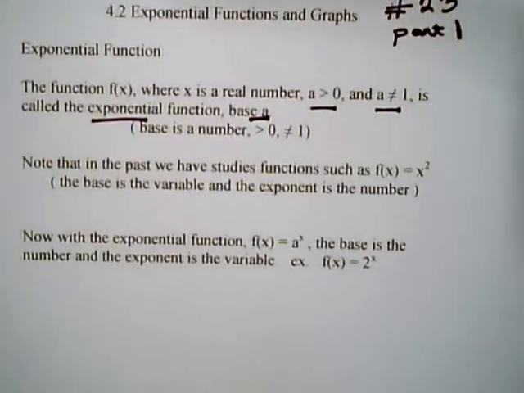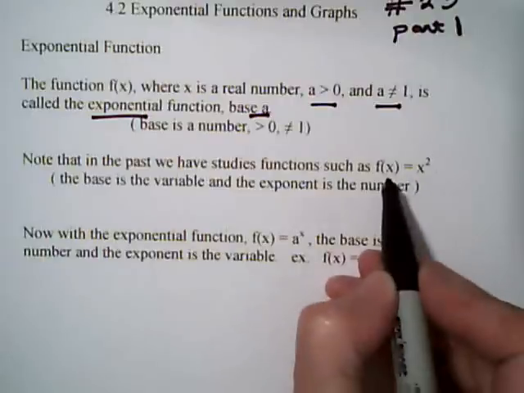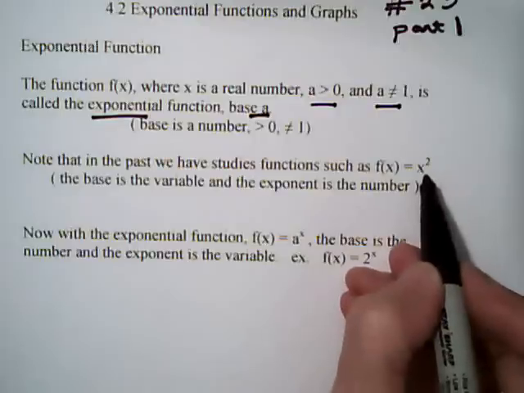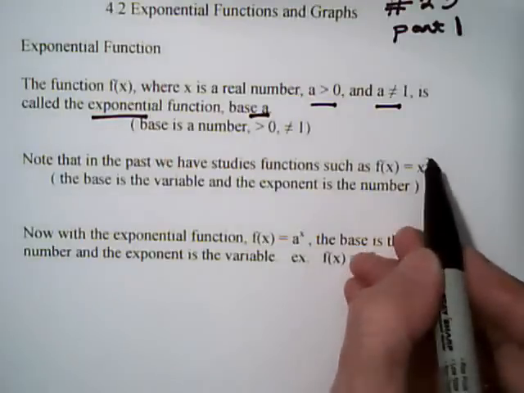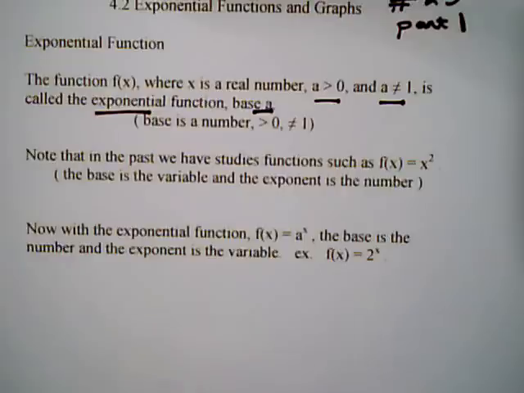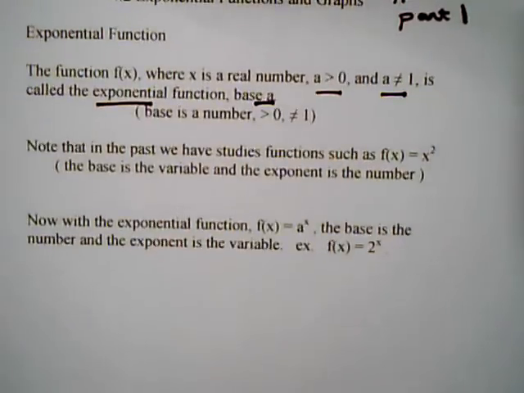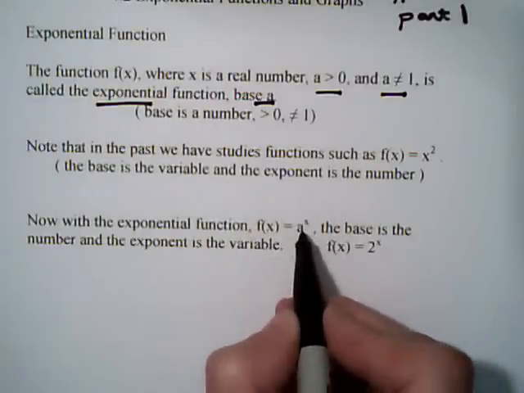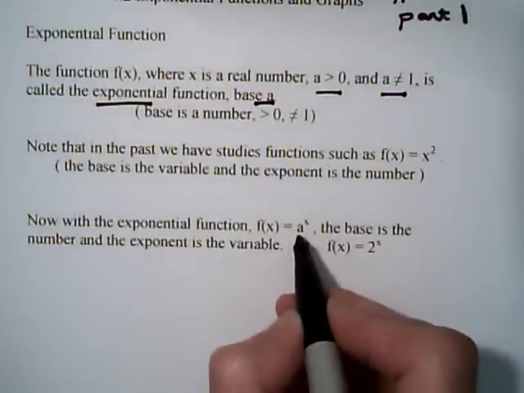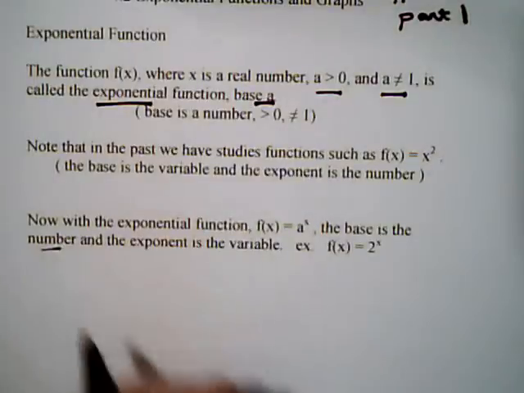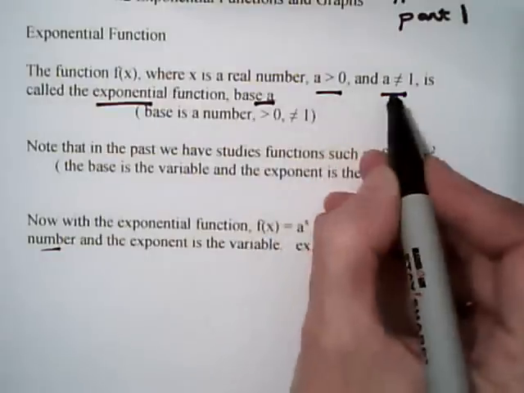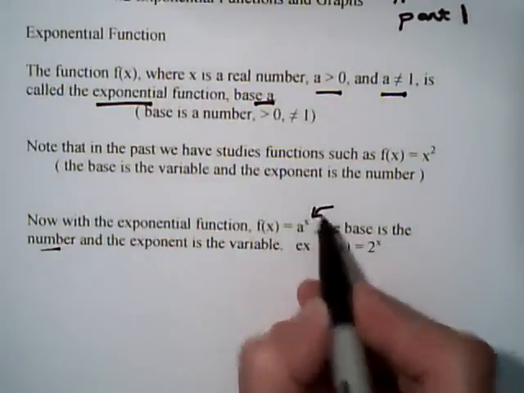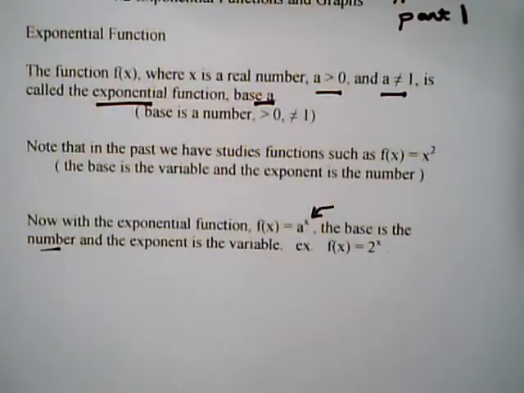Up until this point, we have looked at algebraic functions that read something like f of x equals x squared. You notice that the base x was the variable and the exponent was a number. Now in exponential functions, we're going to reverse that. For example, our function might look like f of x equals a to the x, where a is the base and it's a number, greater than 0, not equal to 1, and our exponent is going to be some variable expression, let's say x.